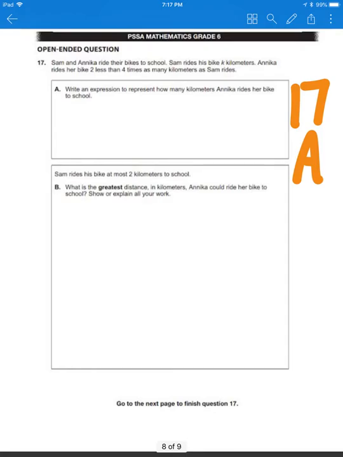All right, so let me think through this. Sam and Annika ride their bikes to school. Sam rides his bike K kilometers. So let me write that down. Sam is K. Now, Annika rides her bike 2 less than 4 times as many kilometers as Sam. So Annika, I'm going to start with the 4 times. 4 times whatever Sam rides would be 4K. That's this part. 4 times as many. But 2 less than that would be 4K minus 2. So this expression represents how many kilometers Annika rides her bike to school. Now, it doesn't say to explain or anything in part A, so that's all I need, what I just circled.